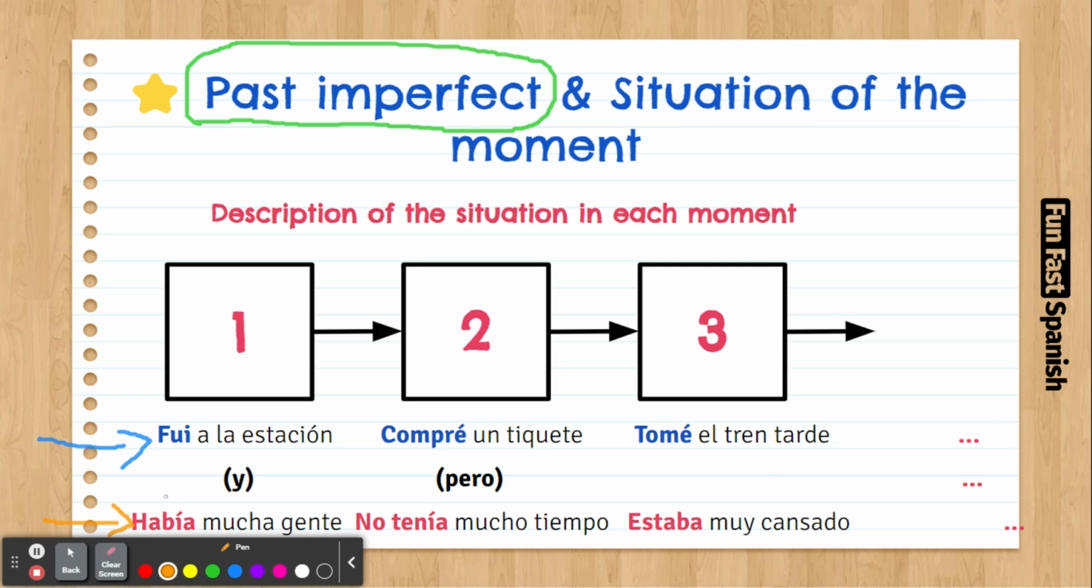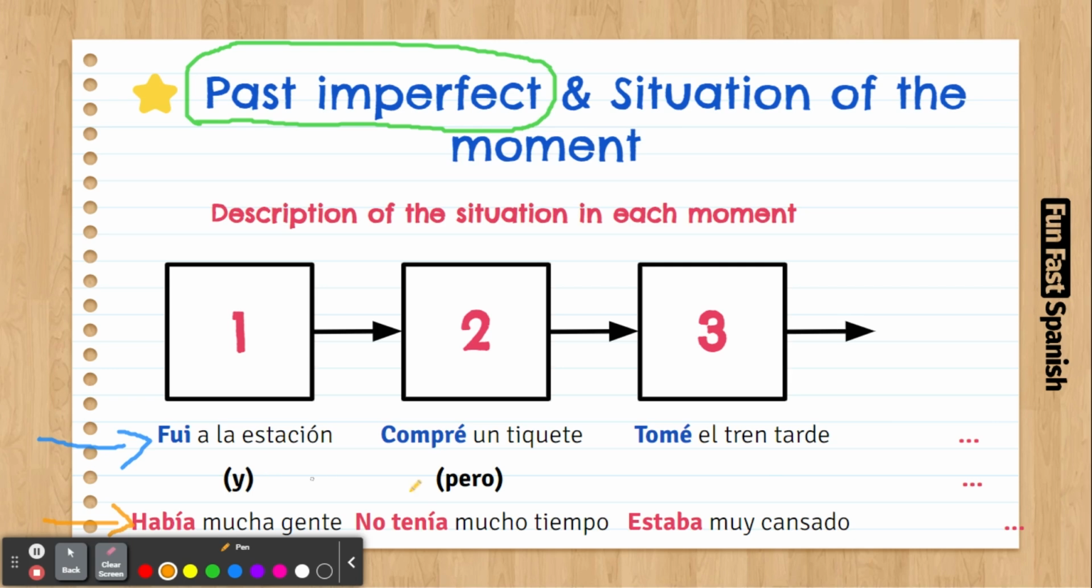So you see, before I was describing the situation, and then I said I closed my eyes, cerré mis ojos, y tuve un accidente, and I had an accident. So all these descriptions are really important because it's showing and putting you in the scene, so people understand why you closed your eyes, why you had an accident. So that's how you should use the language in a beautiful way.